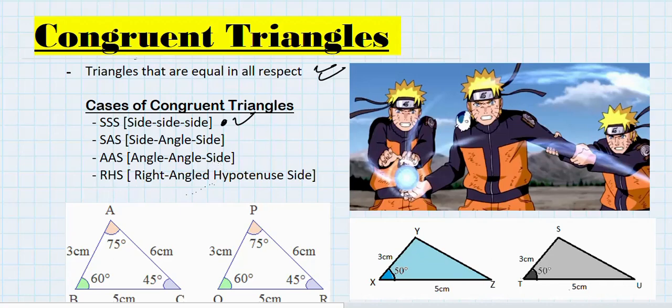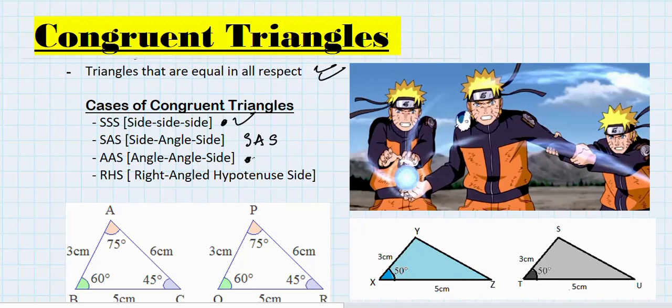And then we have side angle side. For side angle side, I have to prove that one side, an angle in between, and another side equal the same pattern in another triangle. We'll do that, you'll see that.